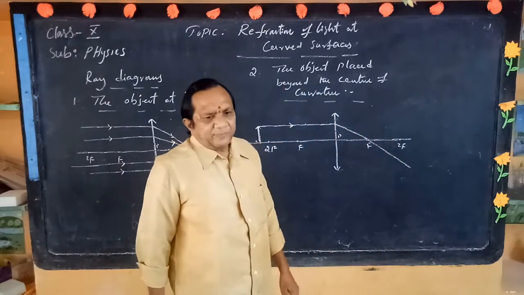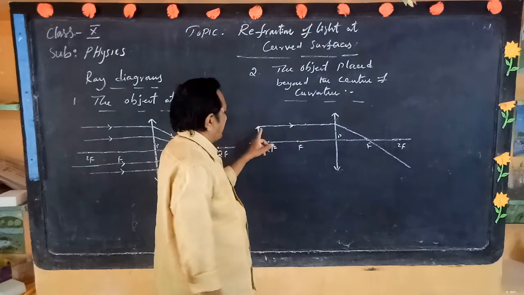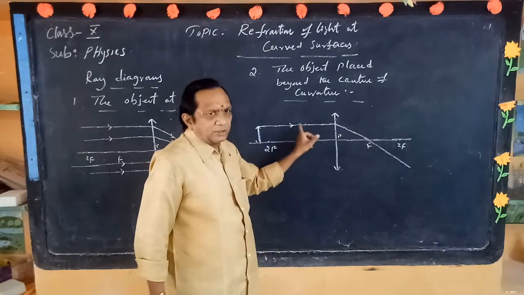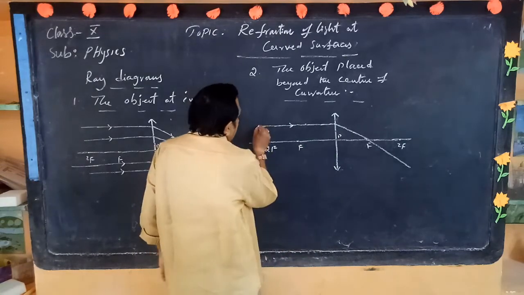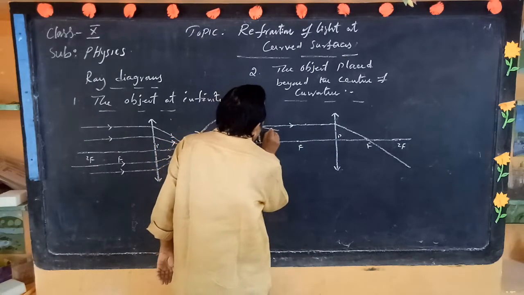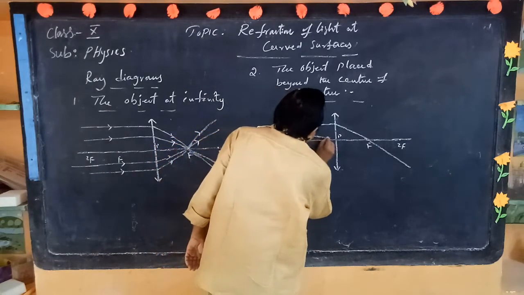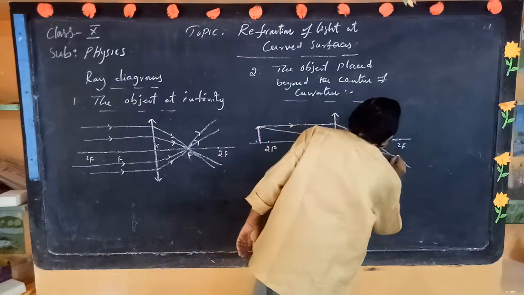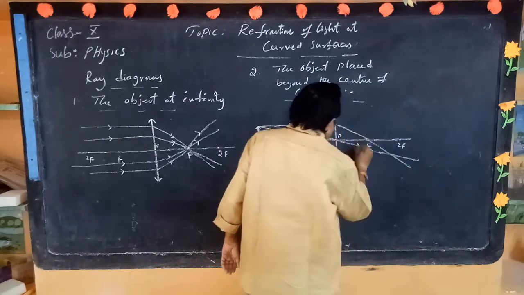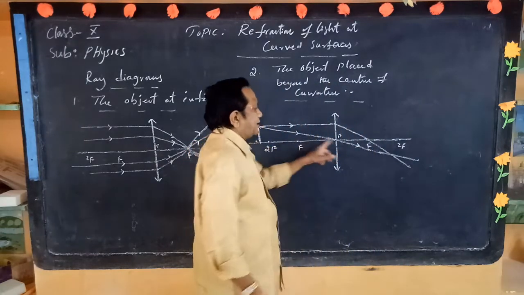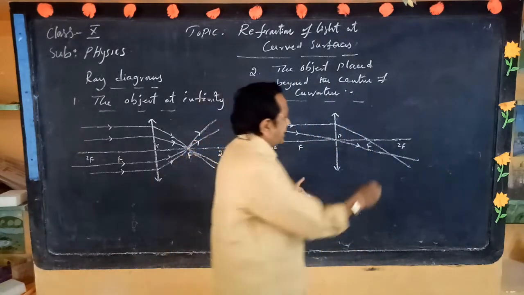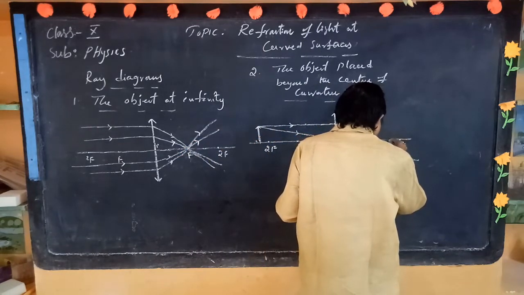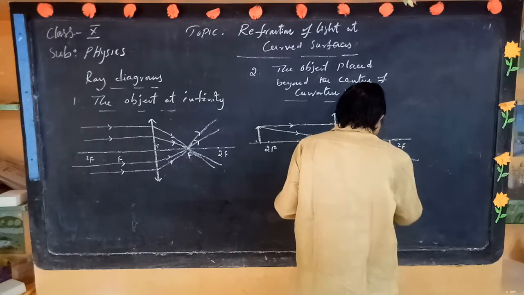Another ray of light is considered from the same point. It passes through the optic center and touches the lens. Optic center: it moves straight, it is not deviated. The ray which passes through the optic center is not deviated. Where these two rays meet at one point, there the image will be formed.